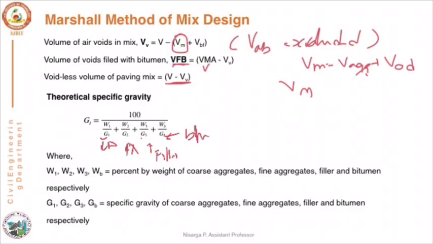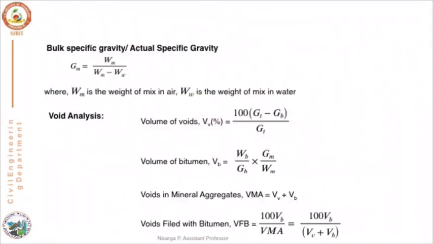So now the theoretical specific gravity can be calculated using the weight of the fine aggregates that you have used and the specific gravity of the fine aggregate, and the weight of the coarse aggregate that we have used, divided by the specific gravity of the aggregate. So using this expression you have to determine the theoretical specific gravity. After determining theoretical specific gravity, find out the bulk specific gravity, or actual specific gravity.